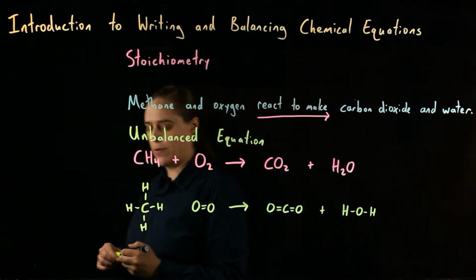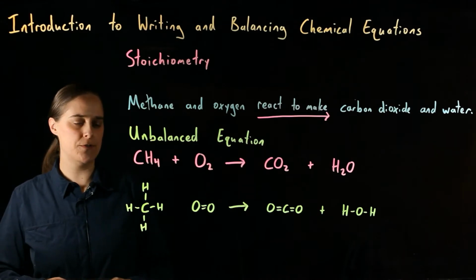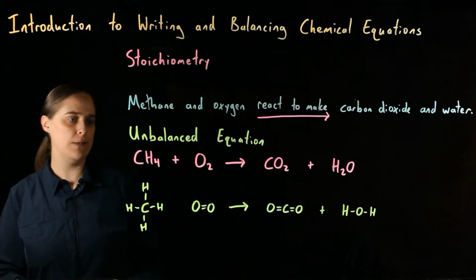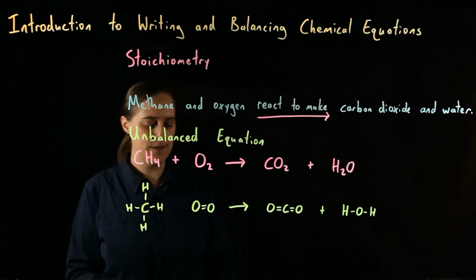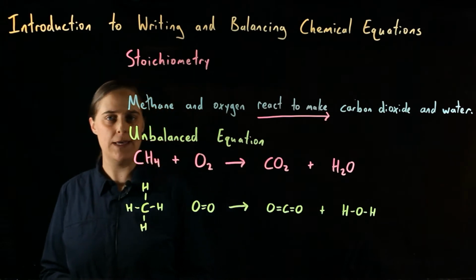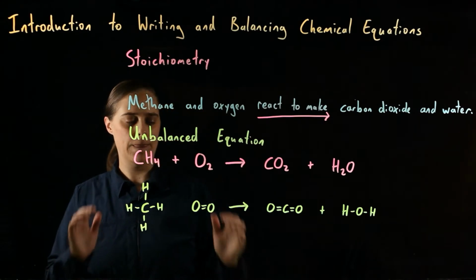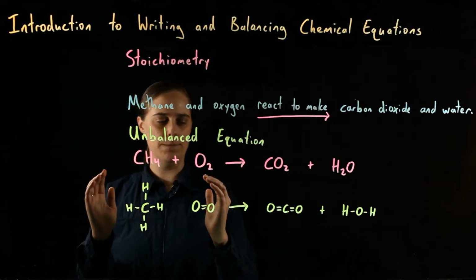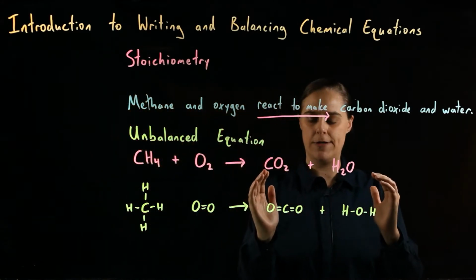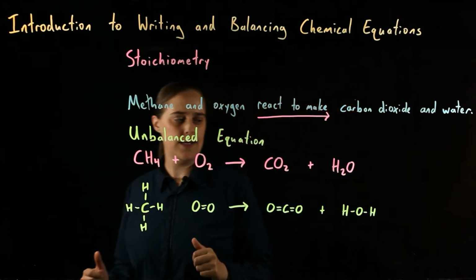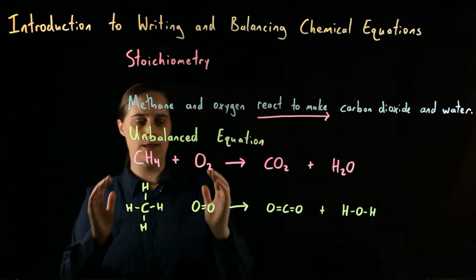Now, don't worry if you can't draw the structures right now. This is about demonstrating the importance of balancing a reaction. But let's count how many atoms of each element we have before the reaction and after. So carbon, before the reaction, we have 1 carbon atom. After the reaction, 1 carbon atom. Carbon is good.